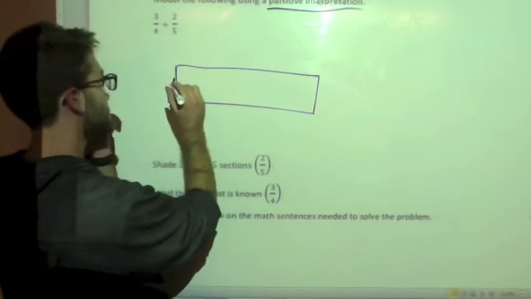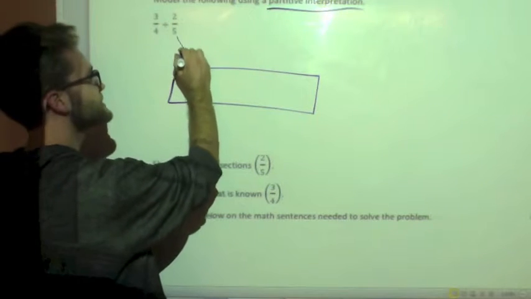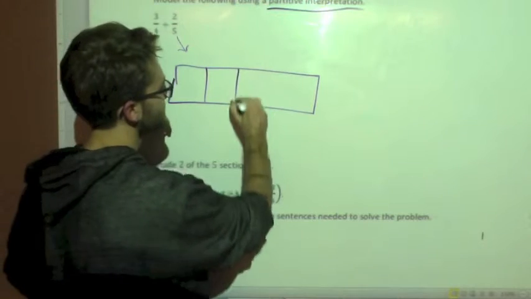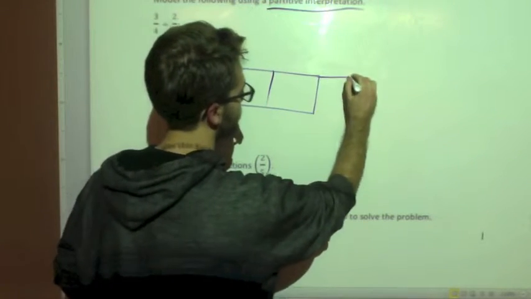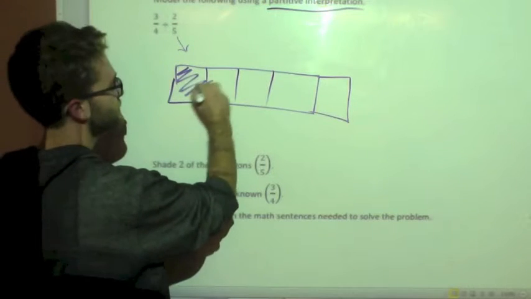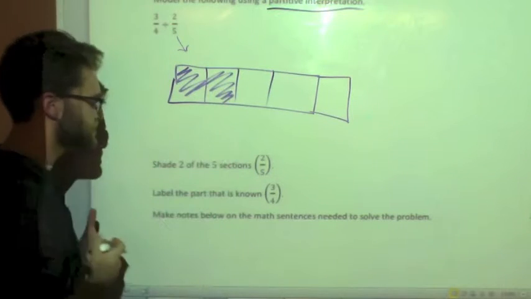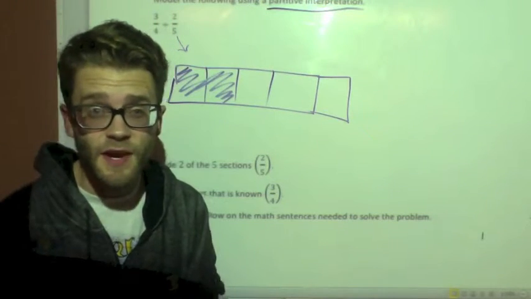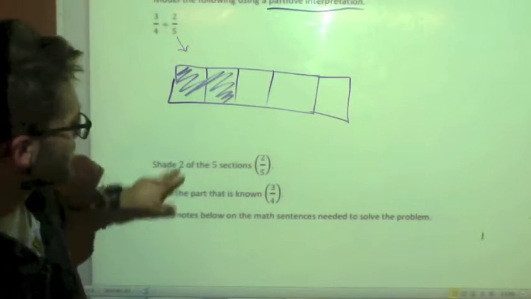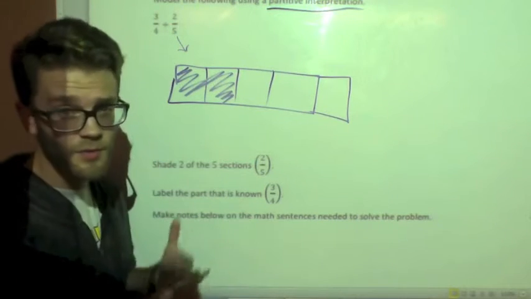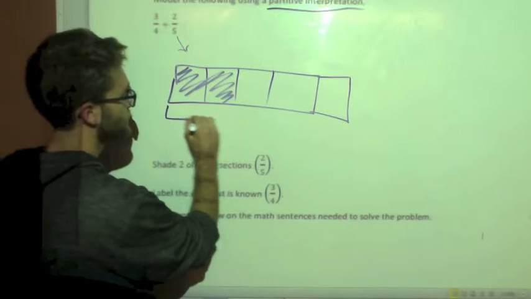that is in fifths. When you're doing partitive, you always start with that second number. So let's make this into fifths. I'll put one more box there. And we need to shade 2/5 of this. Now let's bring us back to our question: 3/4 is 2/5 of what? We know that 3/4 is the 2/5 part right here. It says label the part that is known. That's the 3/4.